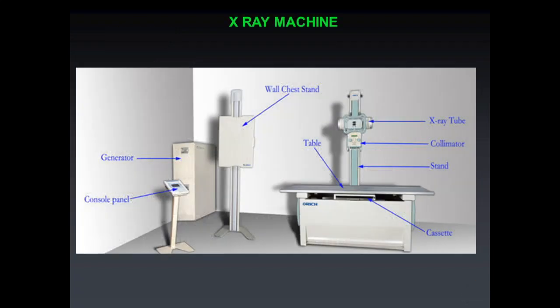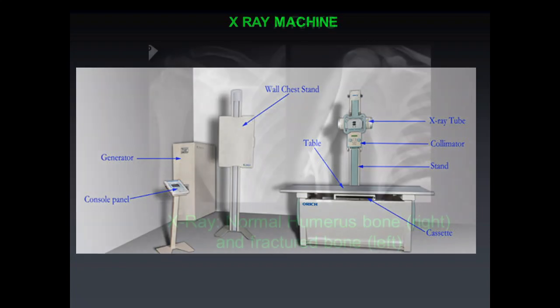This is the typical setup of an X-ray machine where there is an X-ray tube, a collimator through which the X-ray is projected on a particular portion of a patient, the patient table, and a cassette below the patient table where the photographic film is placed on which the image is being captured.